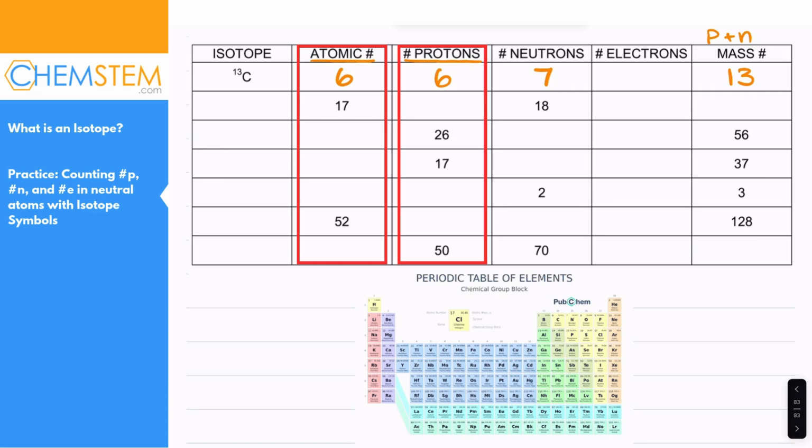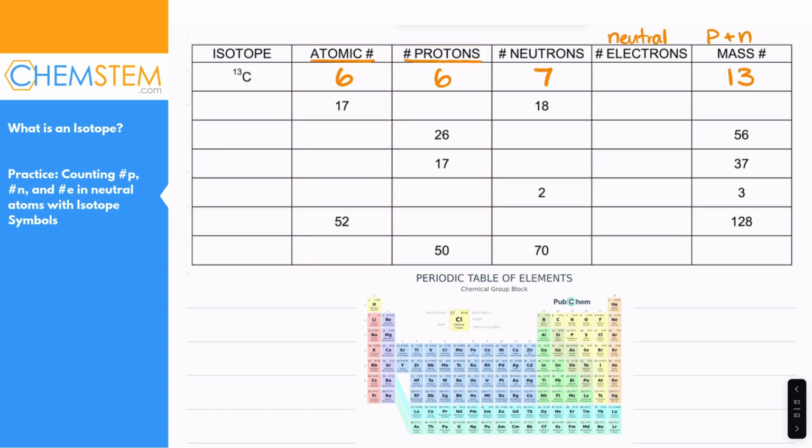Number of electrons. We're going to assume that all of these are neutral elements, so they haven't lost or gained electrons, which would change the charge. So the number of electrons will equal the number of protons, and that's going to be 6. All of these are neutral.